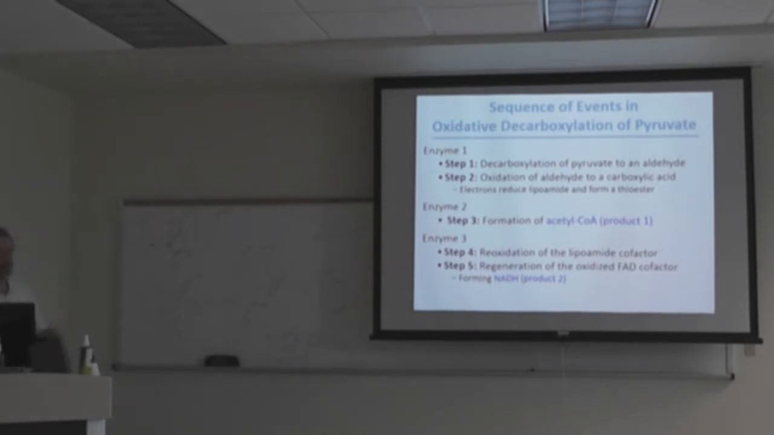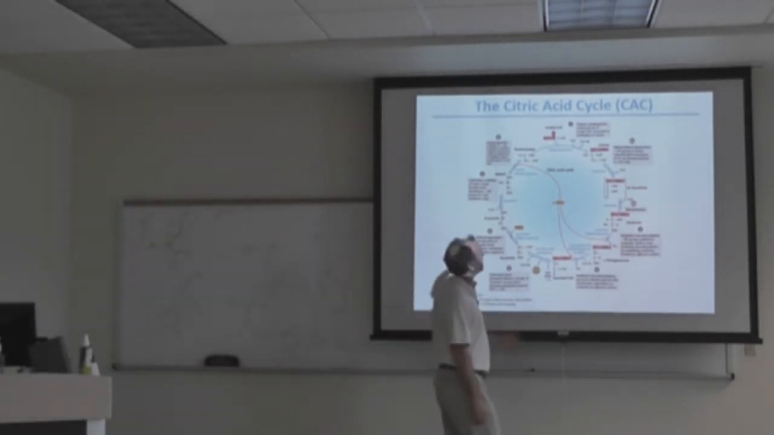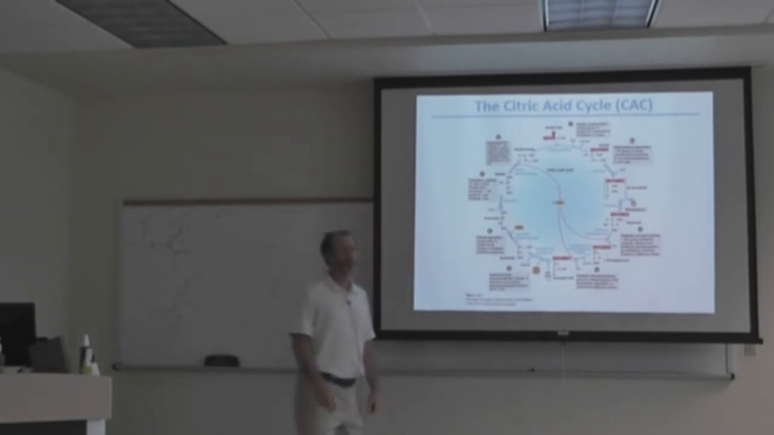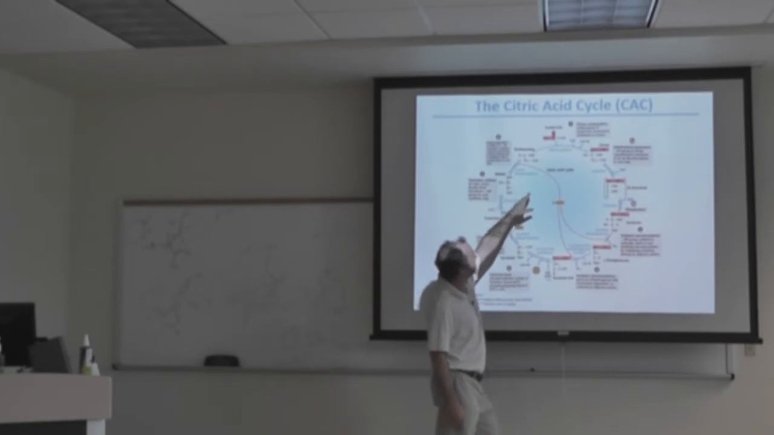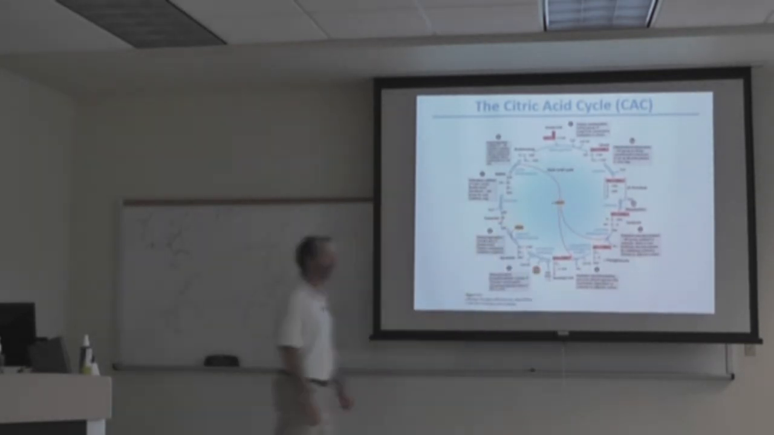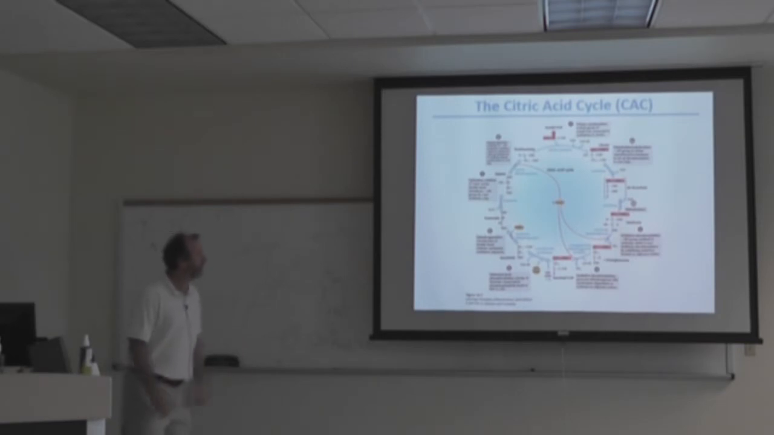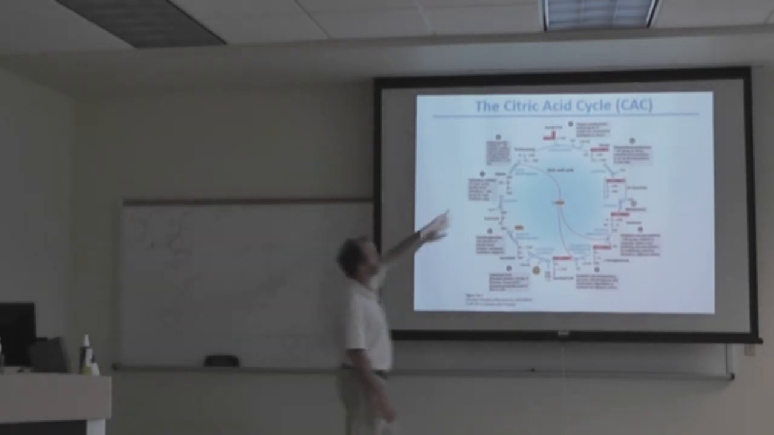Same thing happens in alpha-ketoglutarate dehydrogenase. And then this acetyl-CoA can enter the TCA cycle, or the citric acid cycle, or here it's the CAC cycle, or TCA. So many different names. So for acetyl-CoA, the first step is citrate synthase. That's an enzyme, and the name tells you it synthesizes citrate from acetyl-CoA and oxaloacetate.